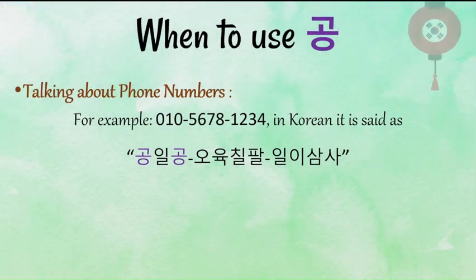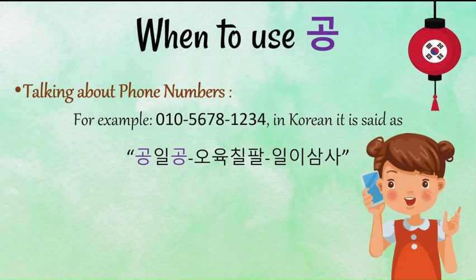Okay, now let's see when to use kung. So kung is used while talking about phone numbers in Korean language. For example, you have to say this particular number in Korean. So in English it is 01056781234, and in Korean you have to use kung for 0, and the remaining numbers are in the Sino-Korean number system. Okay, this is how you say this particular number in Korean. Remember to use kung for 0.